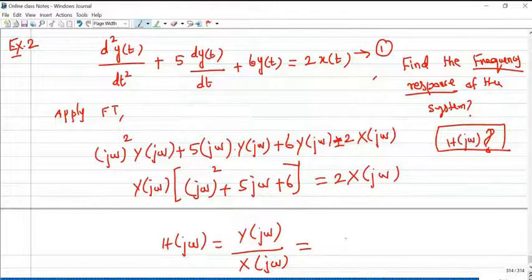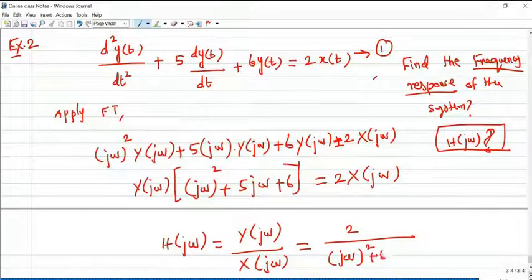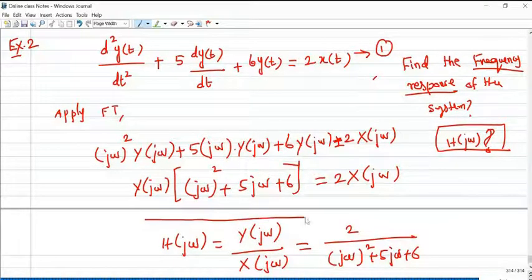Okay, so you will get 2 divided by (jω)² + 5jω + 6. This is your result. Next, find the impulse response of the system.